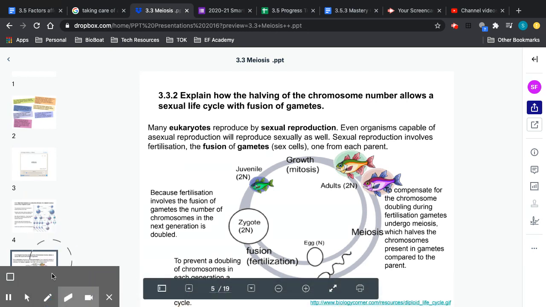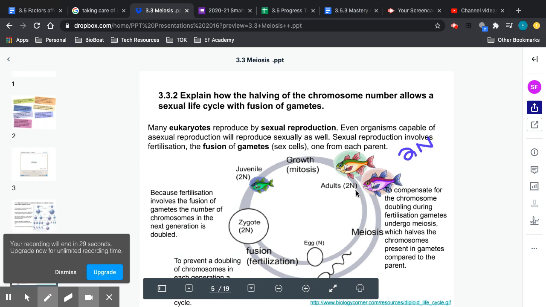We may even have seen this slide. But basically what it's saying is we have fish here, right? They are diploid, just like we are. So they have pairs of chromosomes. But during meiosis, eventually you're going to have half that number. So this sperm and this egg is N. Those two gametes will come together, fuse together, and produce this zygote that has 2N again. So that's what that means.